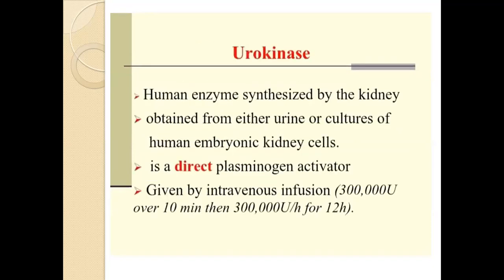Urokinase, a human enzyme synthesized by the kidney, obtained from either urine or culture of human embryonic kidney cells. It is a direct plasminogen activator. It is given by intravenous infusion as 3 lakh units over 10 minutes, then 3 lakh units per hour for 12 hours.